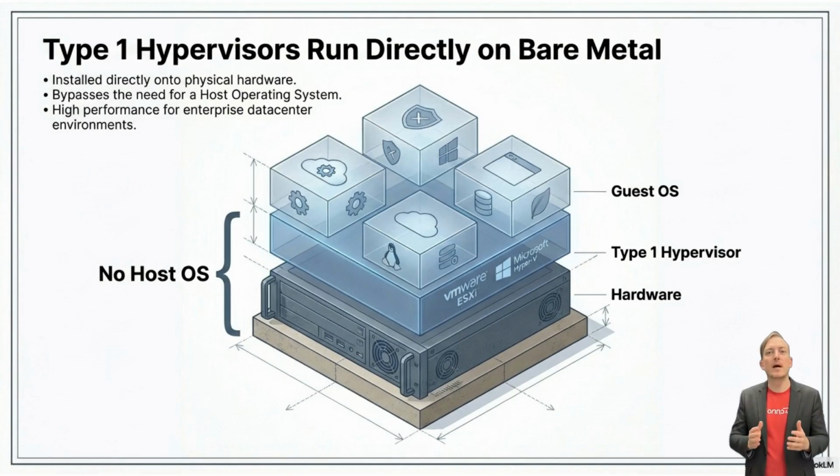Type 1 hypervisors run directly on bare metal, meaning they are installed directly onto the physical hardware. Because this bypasses the need for a host operating system, they deliver the high performance required for enterprise data center environments. Common examples include VMware ESXi and Microsoft Hyper-V.